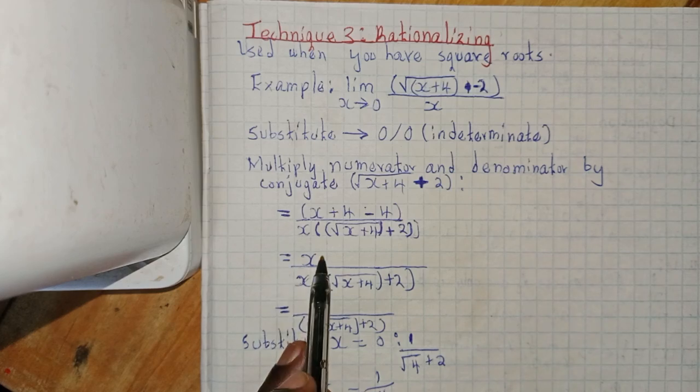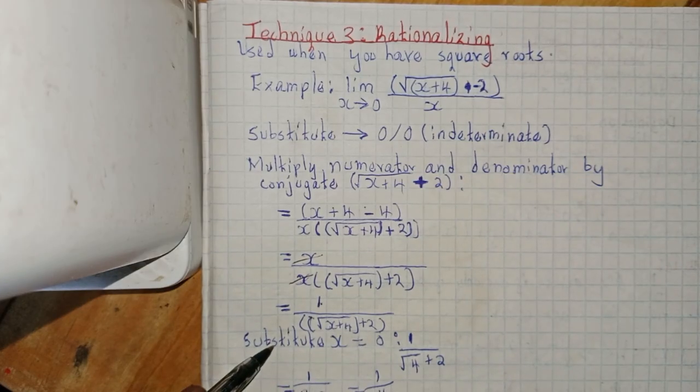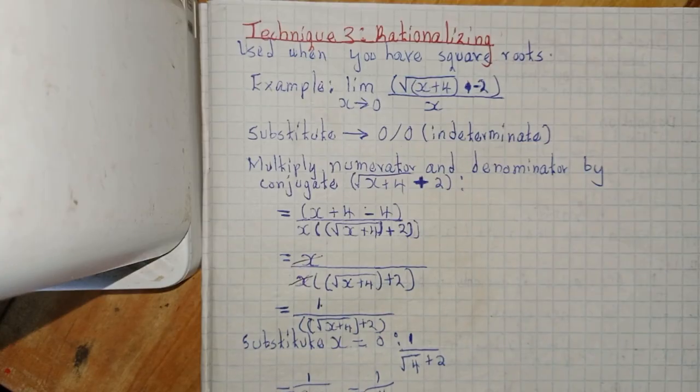So this x and this x will cancel, and our answer will be 1 all over the square root of x plus 4 plus 2. If you substitute x with 0, we will get 1 all over the square root of 4 plus 2, which will be 1 all over 4.